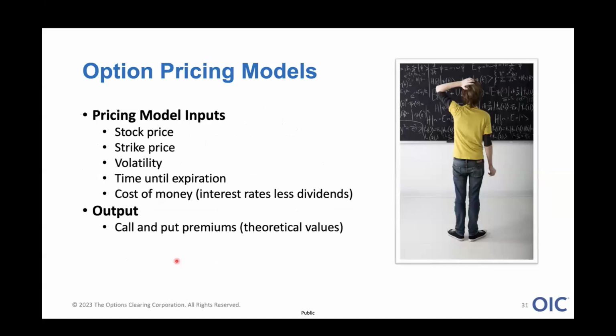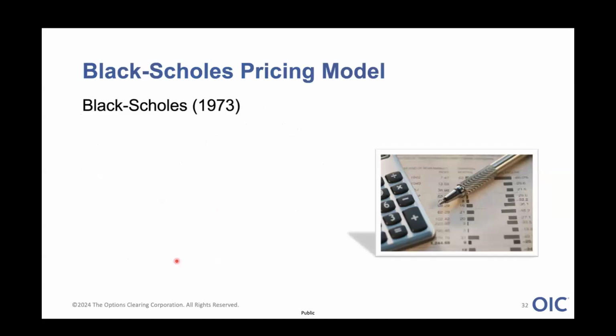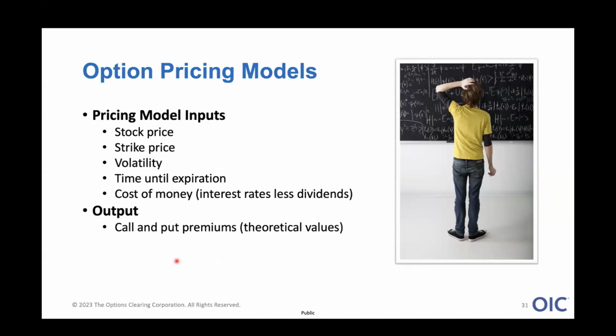They're the stock price, the strike price, implied volatility, time to expiration, and the cost of money, interest rates less any dividends. When you put all those parameters into an options pricing model, you're going to get theoretical values for call and put premiums. Once again, getting back to that old idea of garbage in, garbage out: if you put bad inputs into your model, you're going to get bad outputs.